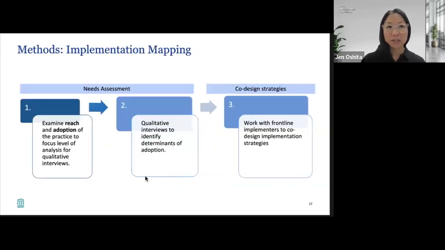This is just another way of looking at what I just talked about, where the quantitative needs assessment led to more focused qualitative interviews. We had a year to do this project, so we couldn't be fully comprehensive. We had to hone in on the highest yield stakeholders to speak with. And then finally, that led to the co-design, working with case managers.